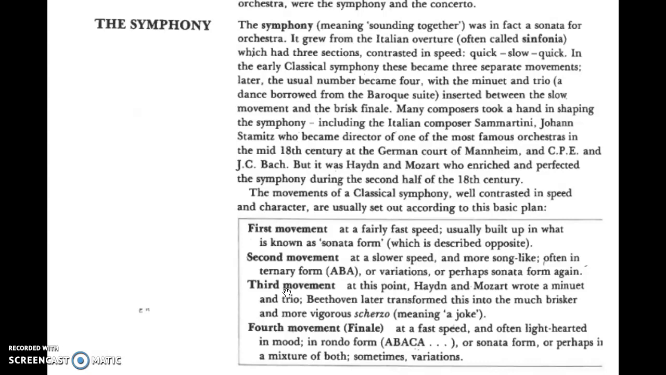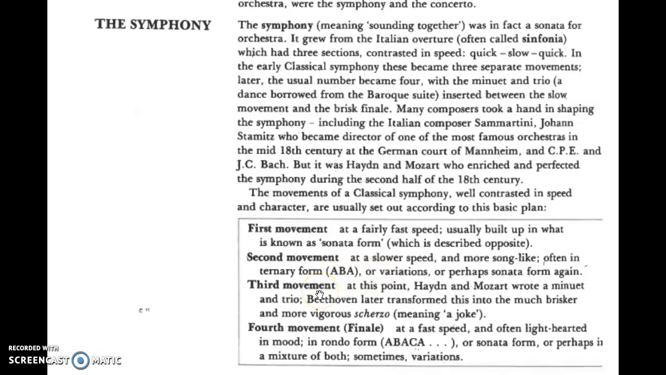The movements of a classical symphony are well contrasted in speed and character, and we usually have them set according to a basic plan. So the first movement is fairly fast and it's built in sonata form. We're going to do sonata form as well today. The second movement is slower and more song-like, cantabile, and it's often in ternary form, A, B, A, or I have a theme and variations, and it can also be in sonata form again.